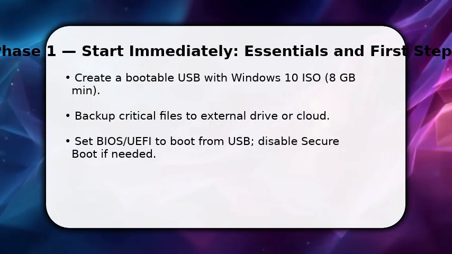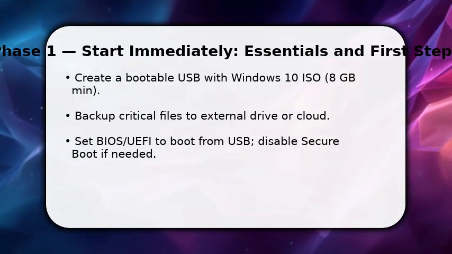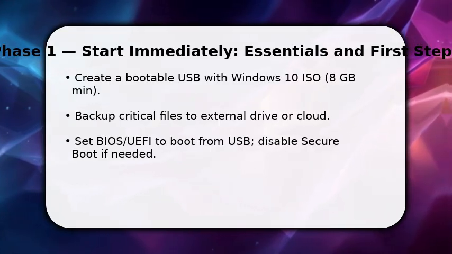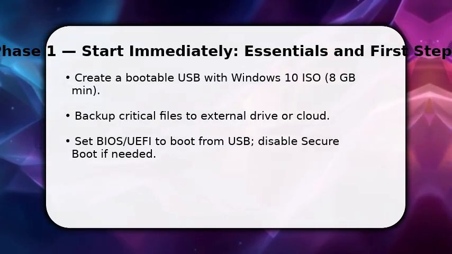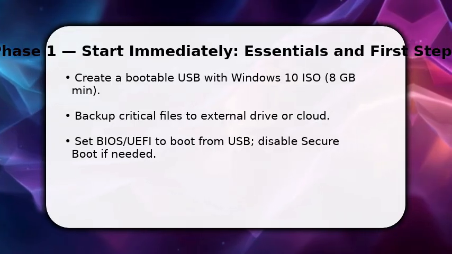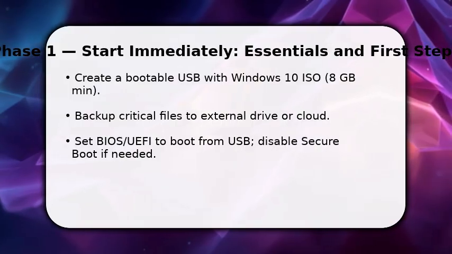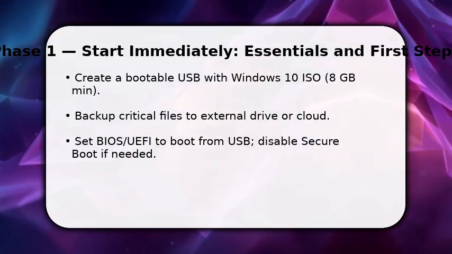You start by making a bootable USB with the official Windows 10 ISO and a tool like Media Creation Tool. This ensures a clean recovery source. Once done, verify the USB boots on another machine to rule out media error and make sure you've copied any irreplaceable files to an external disk.